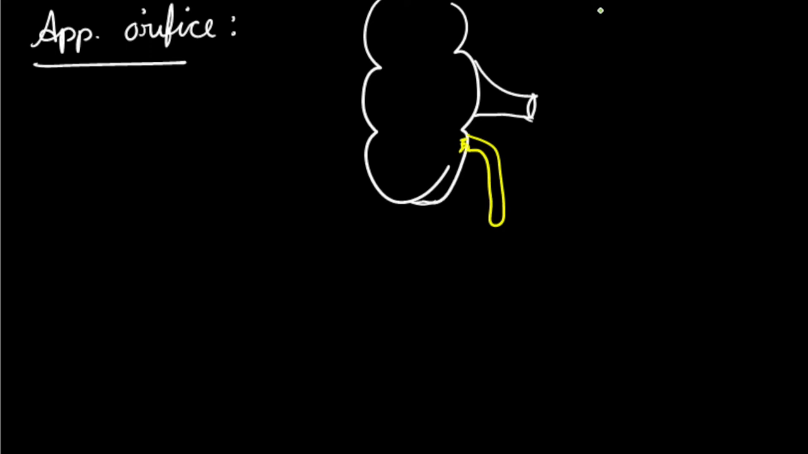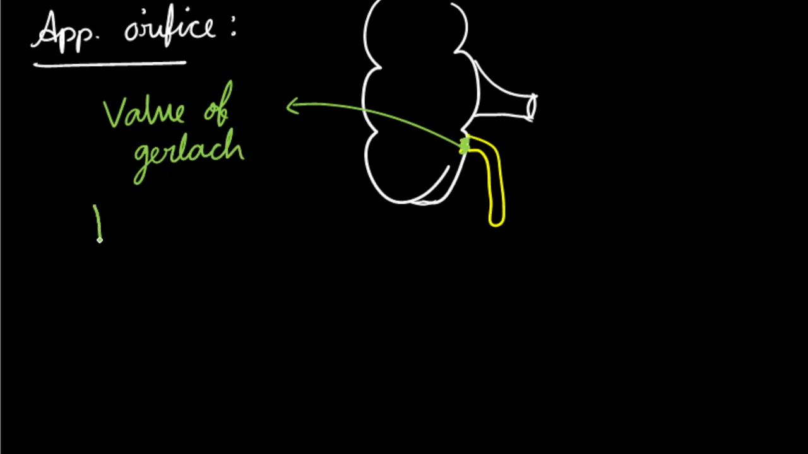So now let us talk regarding the appendicular orifice. We all know that the appendix arises from the posteromedial aspect of the cecum, which is exactly 2 cm below the ileocecal orifice. And here this appendicular orifice, where the appendix opens into the cecum, is the exact location. This opening is guarded by a semilunar fold of mucous membrane, which is also called the valve of Gerlach.